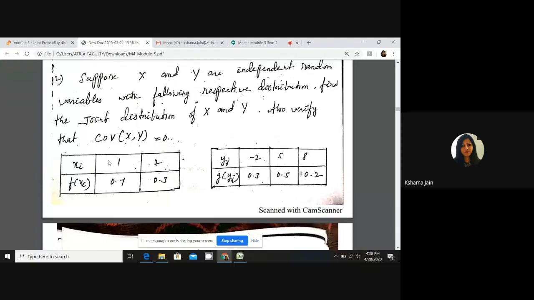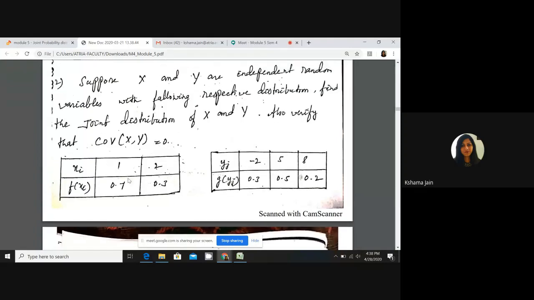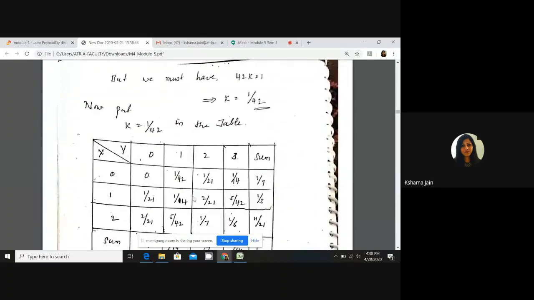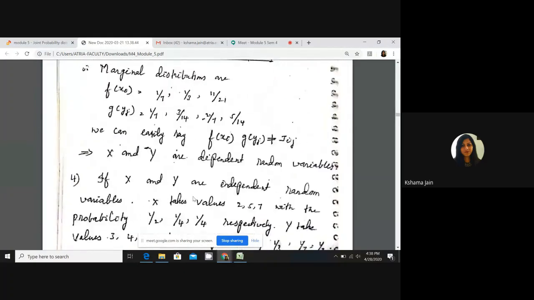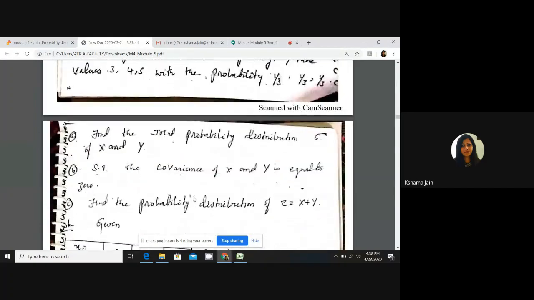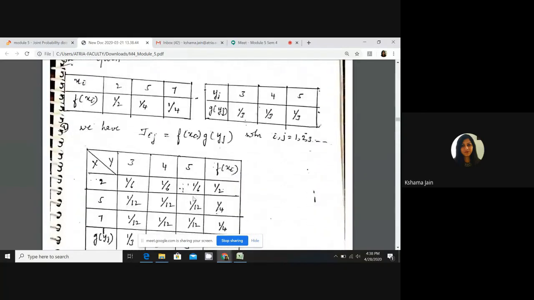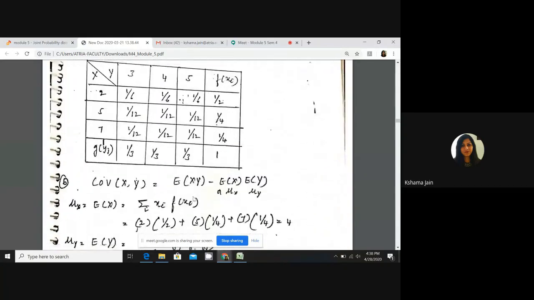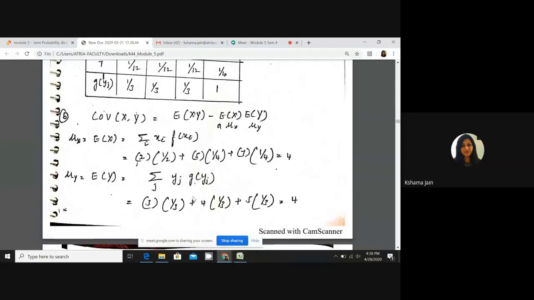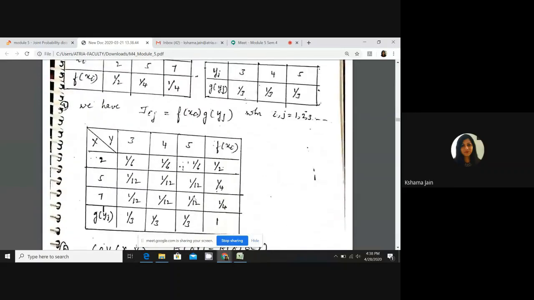It's very easy, simple. Here marginal distributions they have given, and they are asking covariance. So after doing this class, you can do it yourself. Okay. So if you're not having any doubt, I can move to the next problem. Which next problem should I take? Should I take this? Yeah.